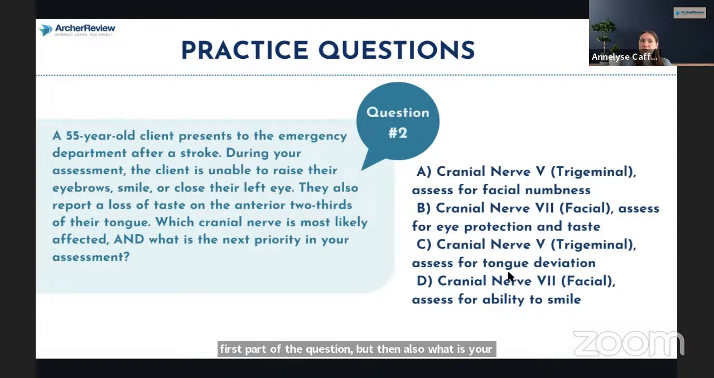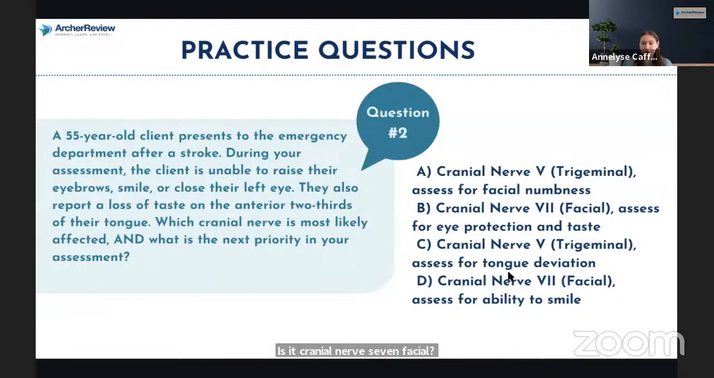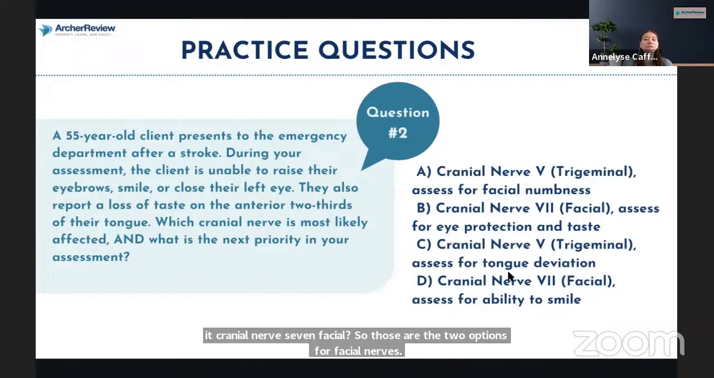So look at these answers here. Go ahead, drop in the chat what you think the right answer is. Is it cranial nerve 5, trigeminal? Is it cranial nerve 7, facial? Those are the two options for facial nerves. So my recommendation would be, first, narrow it down to what you think the cranial nerve is.